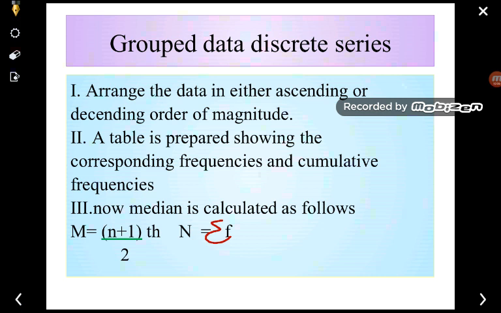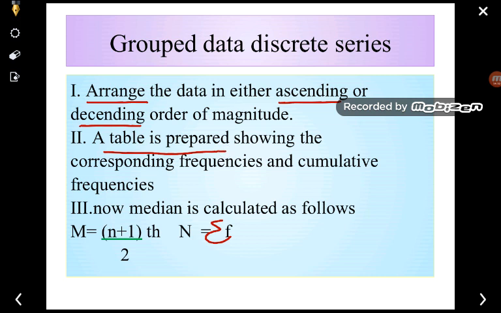Again you have to do the same thing. First you have to arrange the data either in ascending or descending order. The most important principle in the median is the arrangement of the observations. In every case we have to first arrange the data in ascending or descending order. Next, a table is prepared.